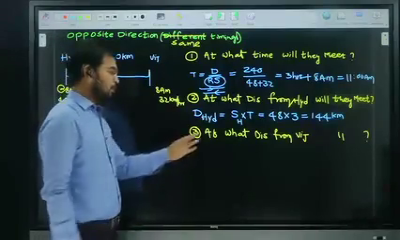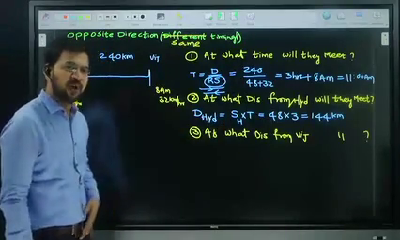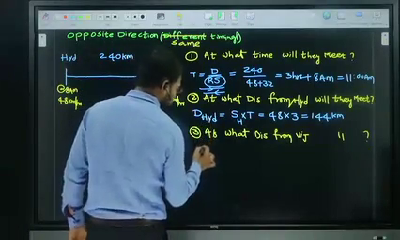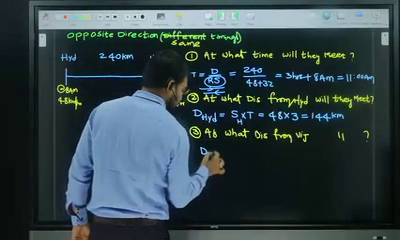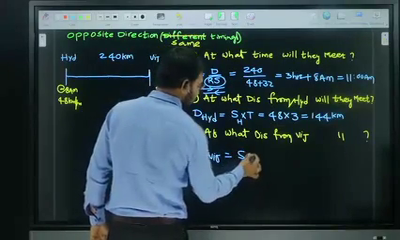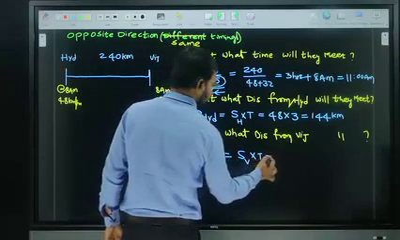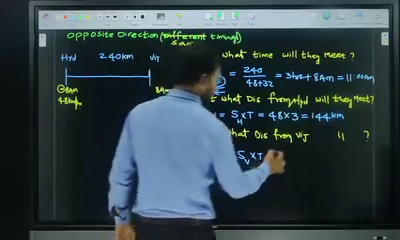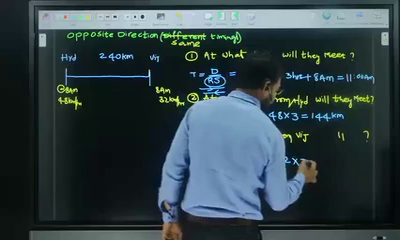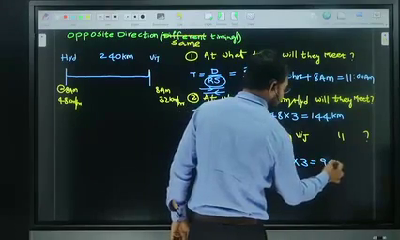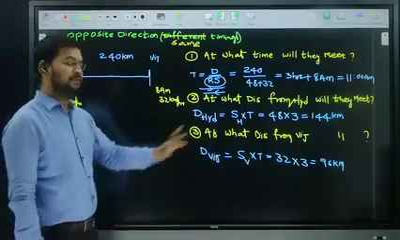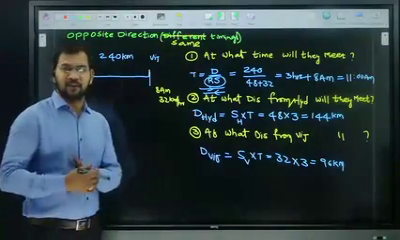The third possible question: at what distance from Vijayawada will they meet? Distance from Vijayawada is speed of the Vijayawada train into time. Speed of Vijayawada train is 32, into 3 hours. That is nothing but 96 kilometers from Vijayawada, at which they pass each other. All of you clear?